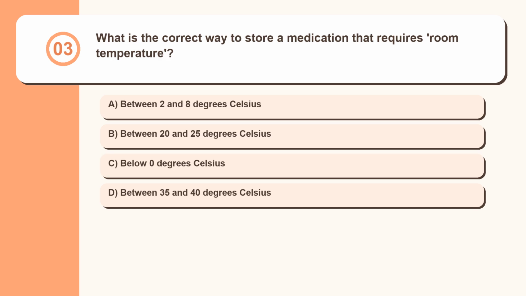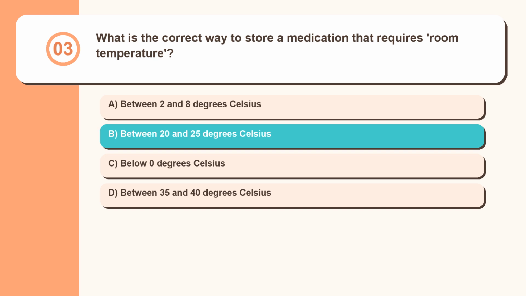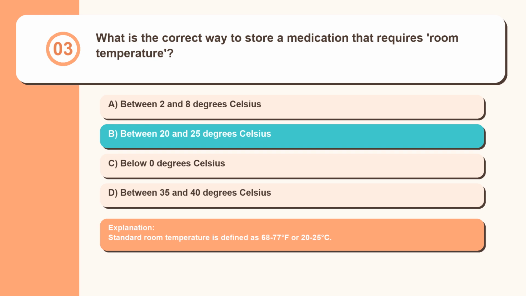Question 3. What is the correct way to store a medication that requires room temperature? Between 2 and 8 degrees Celsius. Between 20 and 25 degrees Celsius. Below 0 degrees Celsius. Between 35 and 40 degrees Celsius. Standard room temperature is defined as 68 to 77 degrees Fahrenheit or 20 to 25 degrees Celsius.